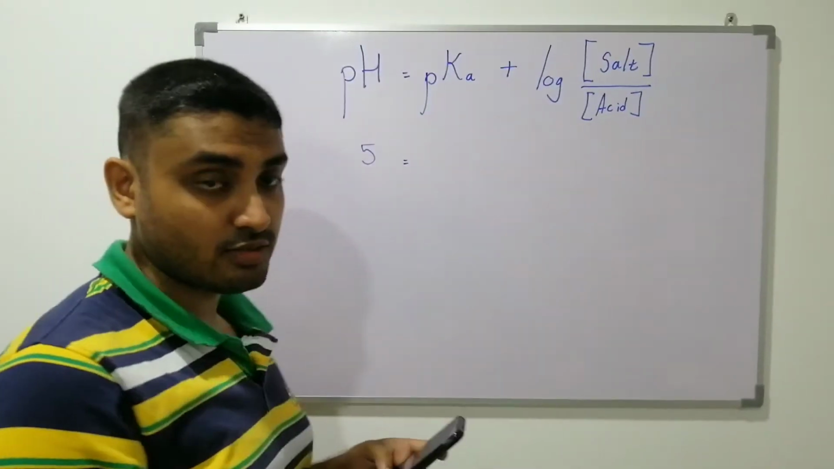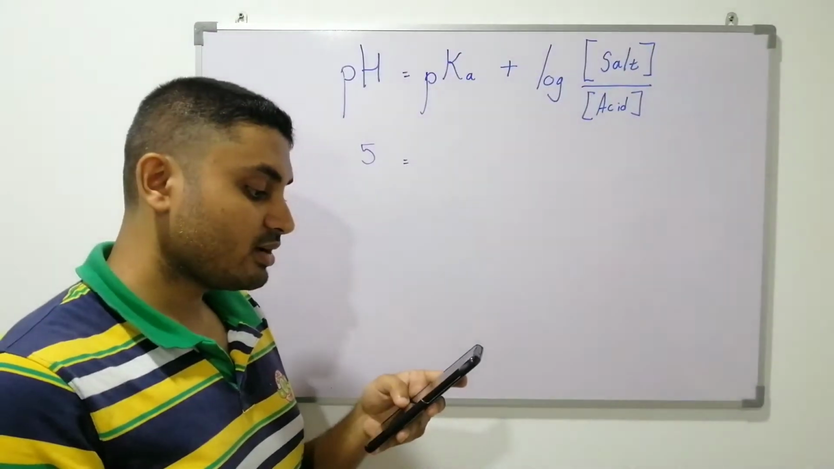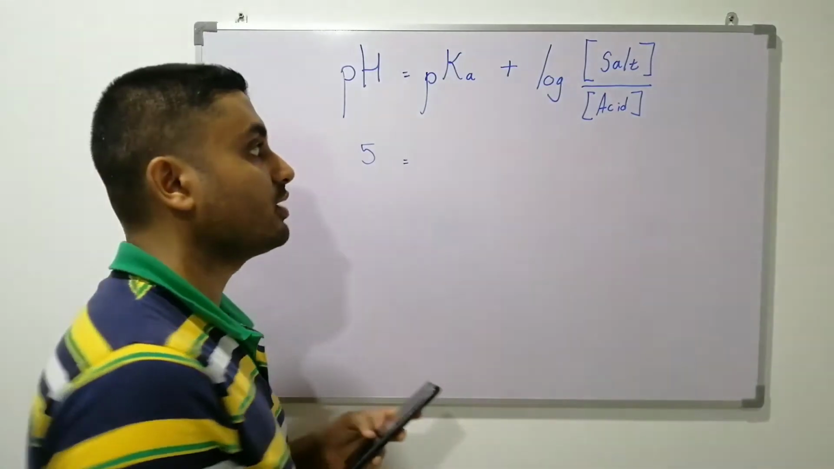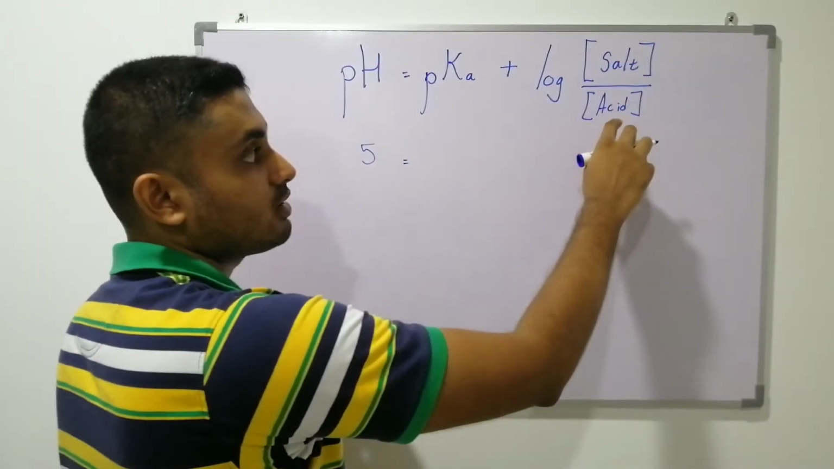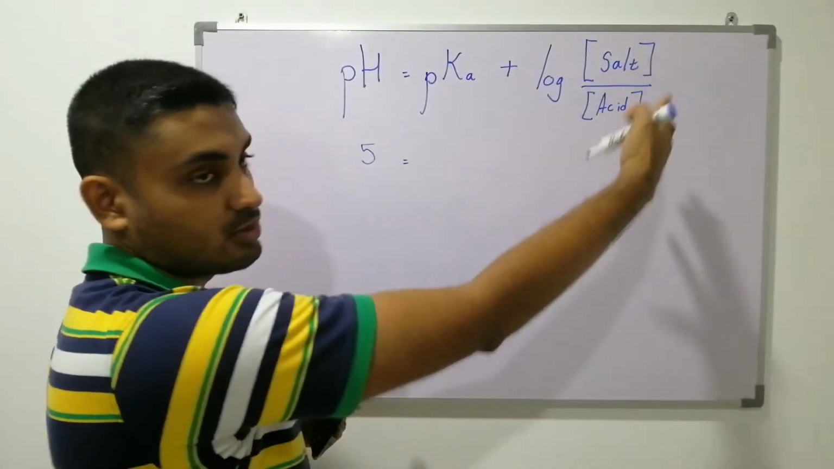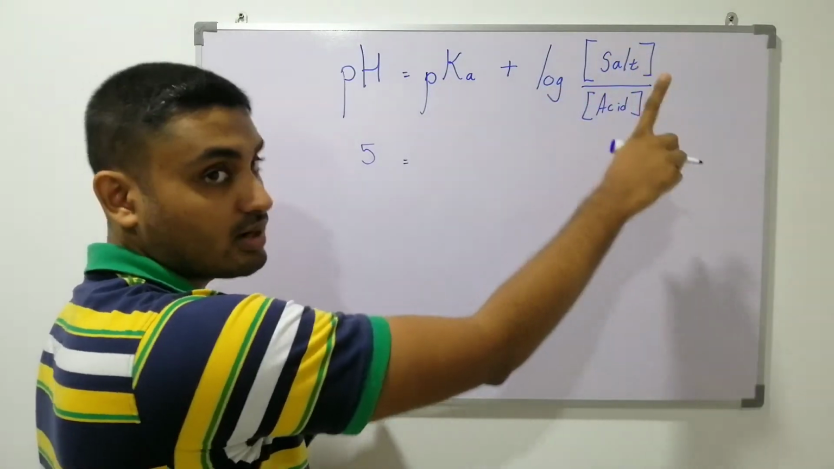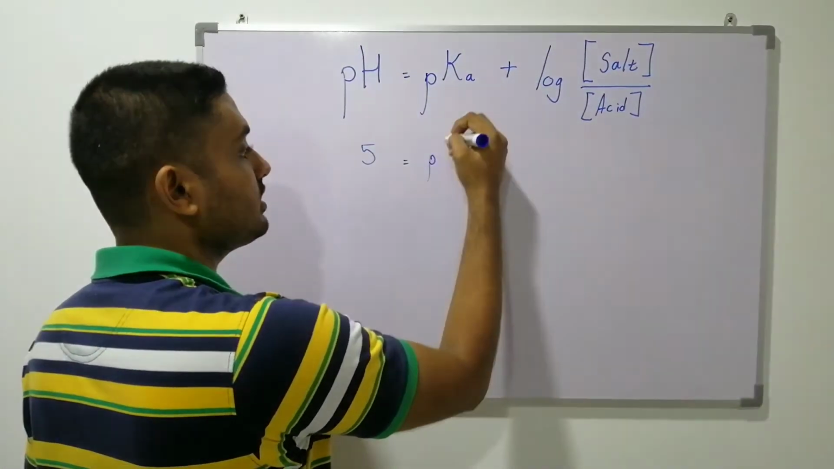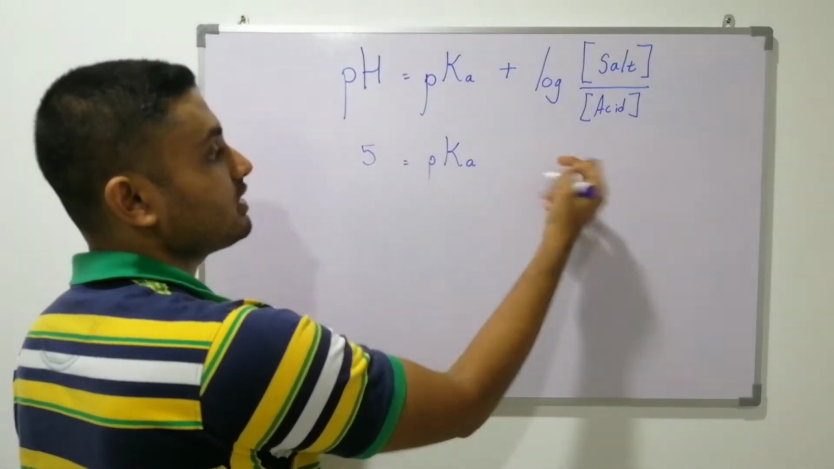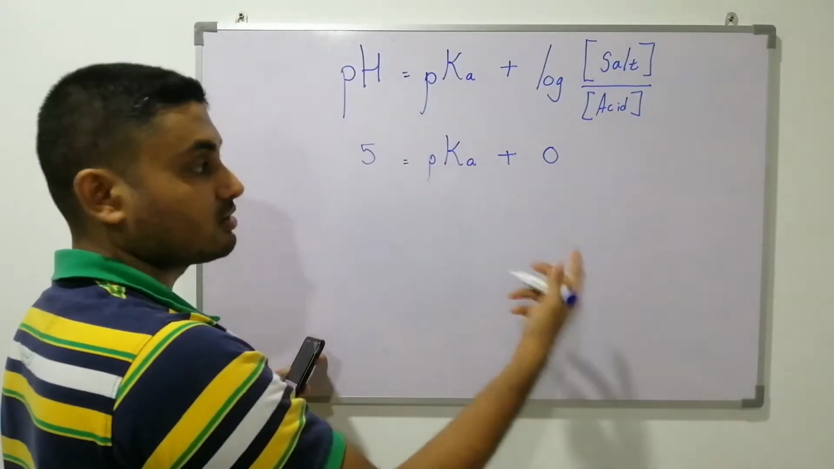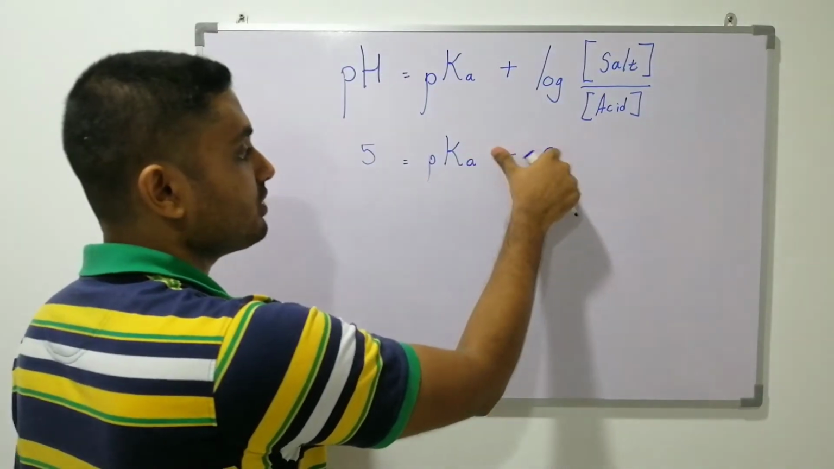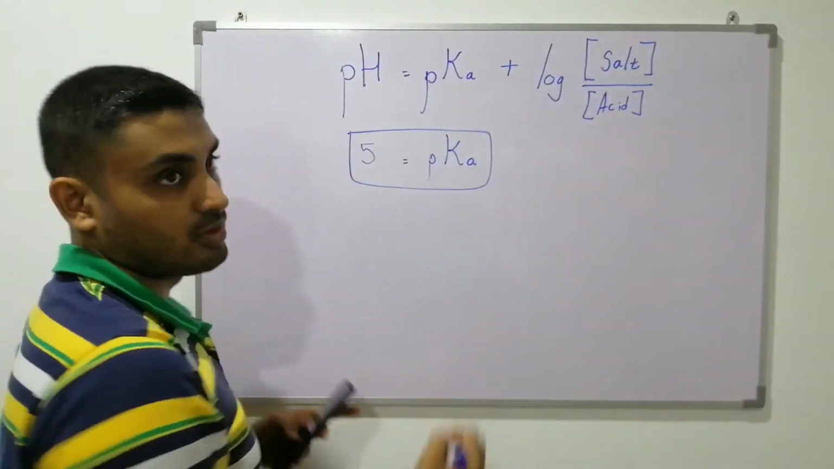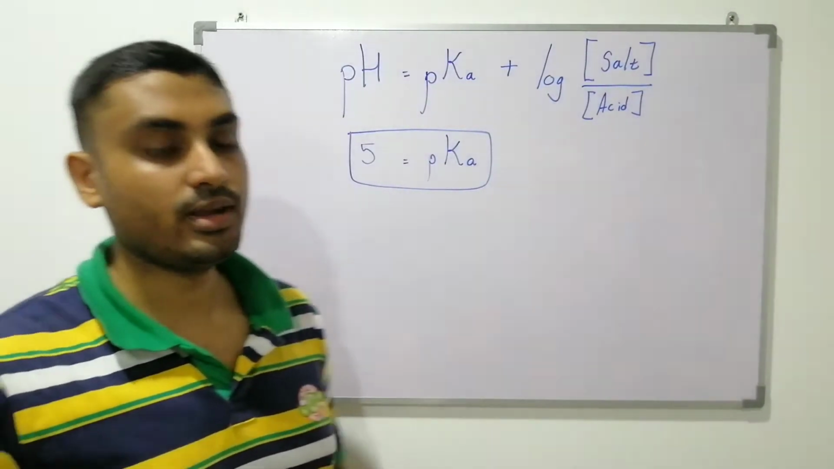And the concentrations are given. The salt concentration is 0.1 and the monobasic weak acid concentration is also 0.1. So these two, 0.1 and 0.1, will cancel off. Log 1 is 0, so pH equals pKa. So your pKa will be 5. That is for the buffer.